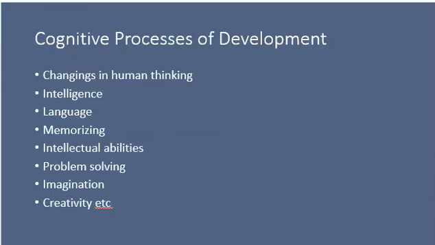So what is a child achieving in cognitive processes? First of all, there are changes in human thinking and changes in human intelligence, and a child is learning language day by day and improving, and he starts memorizing things, and his intellectual abilities are developing. He is developing problem solving skills and imagination skills, and of course creativity. So these are all included in the cognitive processes of development.